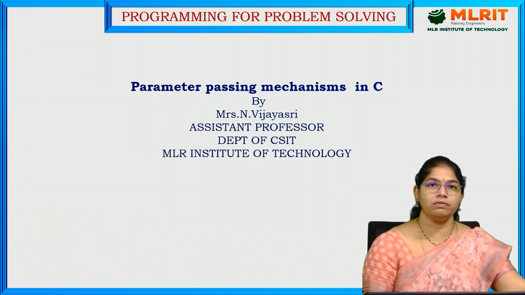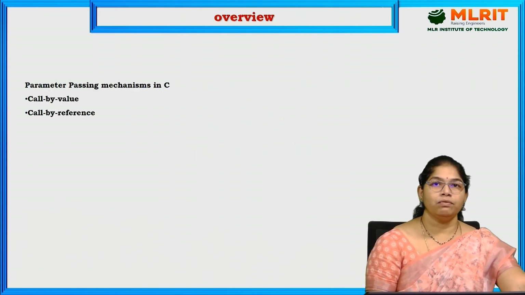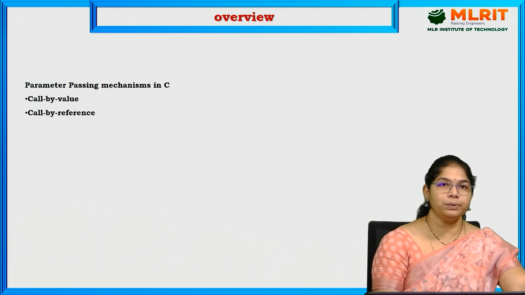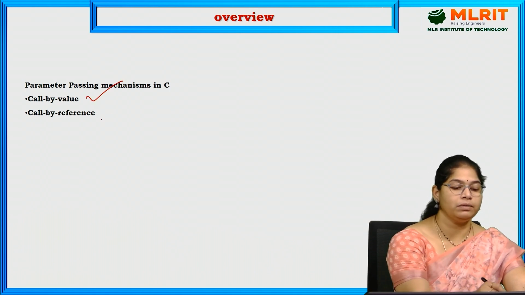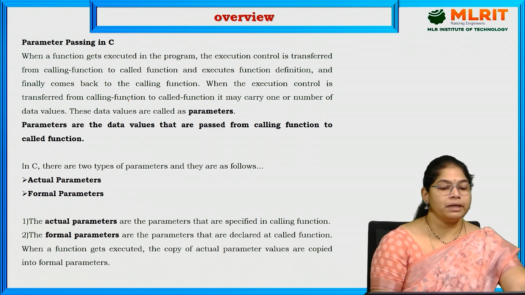In today's session, we are going to discuss the parameter passing mechanism in C. Overview of the session: parameter passing techniques in C. There are two types of methods. One is call by value and the other is call by reference. Then, parameter passing in C.